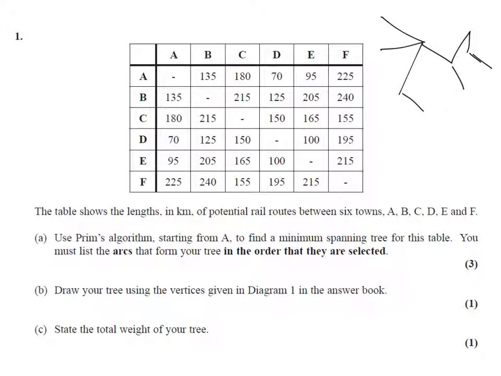And a minimum spanning tree is a tree such that the total length of its arcs is as small as possible. So we want the total length of the tree that connects these towns to be as small as possible.